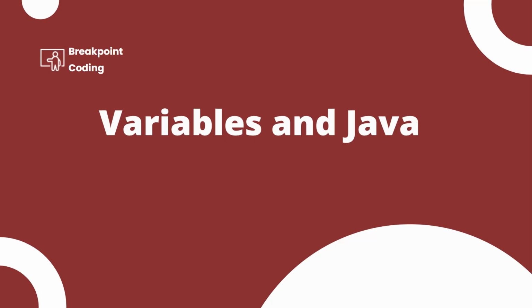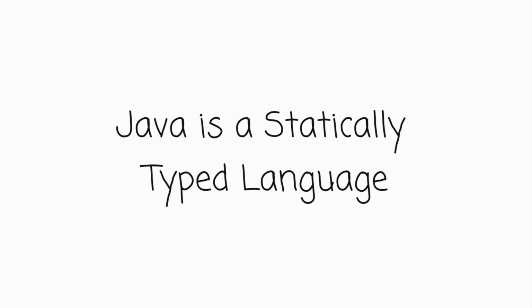In this video, we'll explore how variables work in Java, covering their syntax, types, and best practices for declaring and initializing them. In Java, you need to specify the type of each variable when you declare it. This is because Java is a statically typed language, meaning it requires you to tell the program what kind of data each variable will hold.